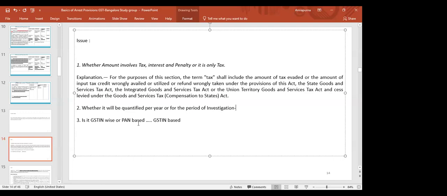According to my view, it was GSTN wise based, sir. And I was also reading in one of the instructions, 2 and 3, 2 and 4 also, where they were referring to GSTN wise. Some reference was there. Apart from that also, I believe, sir, it will be GSTN wise based and not PAN based.